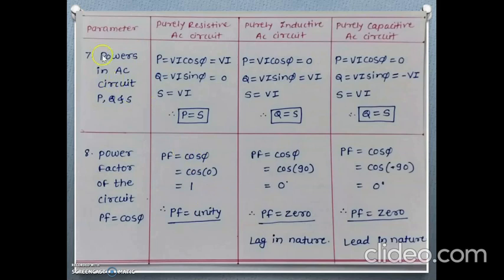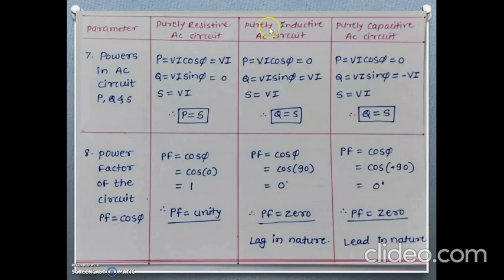The next parameter is power in an AC circuit, that is active power, reactive power and apparent power. In a purely resistive AC circuit, we know P is equal to VI cos phi. Phi is equal to 0, so cos phi will be 1, so VI into 1 equals VI. So active power equals VI. And Q equals VI sin phi. Phi is 0, so sin phi will be 0 and the whole product will be 0. So Q is equal to 0 and S is equal to, as it is, V into I. So active power is equal to apparent power in a purely resistive AC circuit.